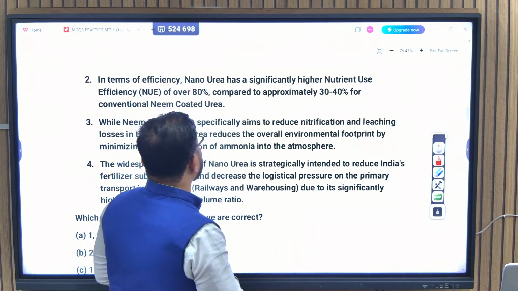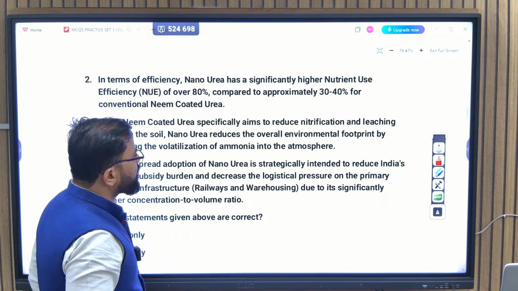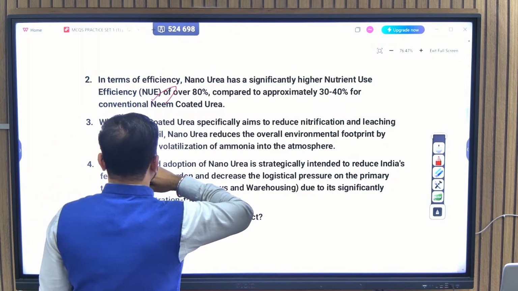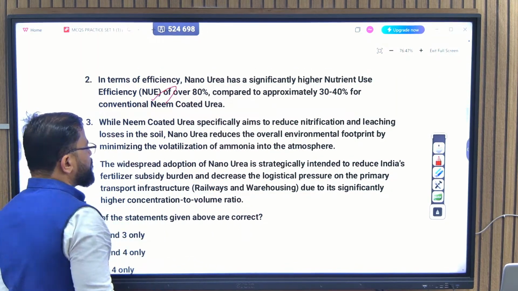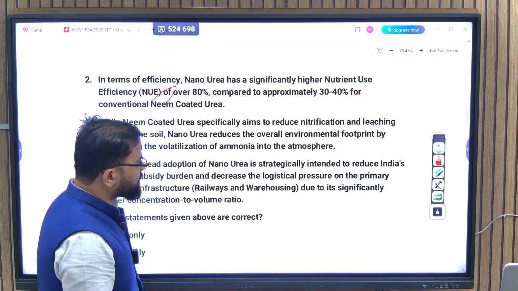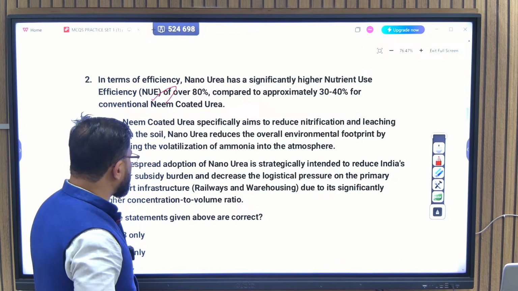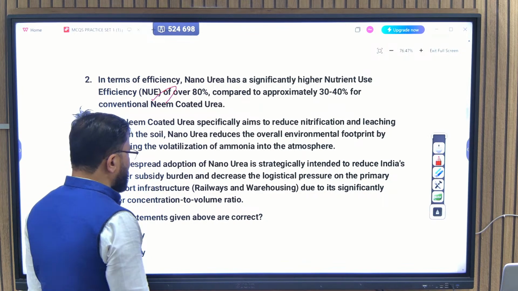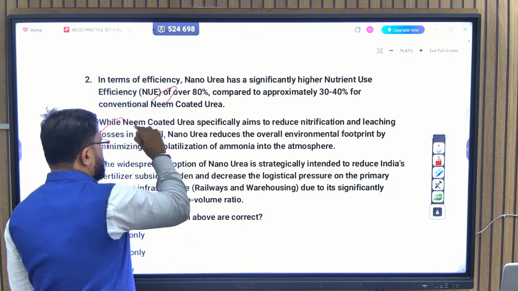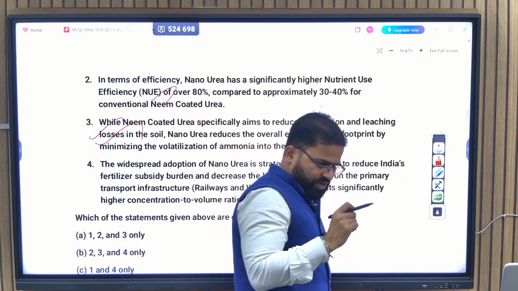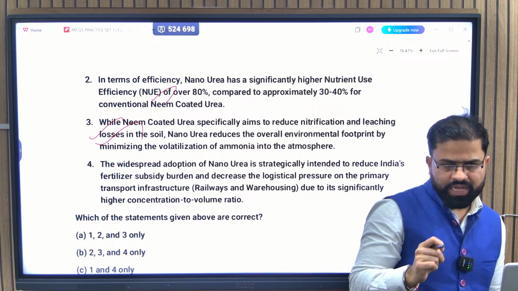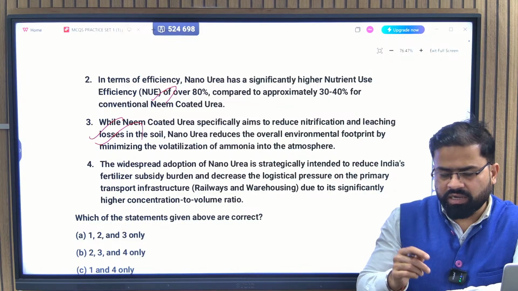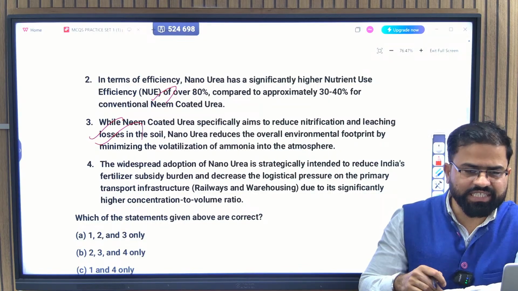In terms of efficiency, nano urea has significantly higher nutrient use efficiency. This is also true. Third statement: while neem coated urea specifically aims to reduce nitrification and leaching losses in the soil, nano urea reduces the overall environmental footprint by minimizing the volatilization of ammonia into the atmosphere. This is also true. We have seen that when we apply normal urea, it gets changed into ammonia with the help of the urease enzyme. Ammonia is a gas, and gases are volatile in nature.